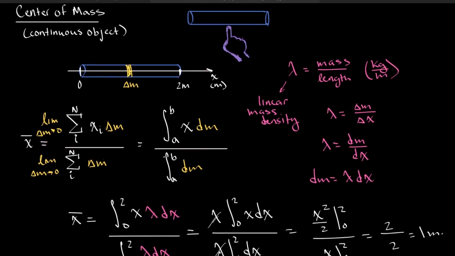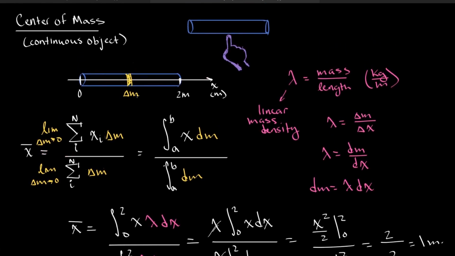And you could see this in real life too if you were to go grab something that had some uniform density to it and figure out where you need to put your finger in order to balance it on your finger. And in this case, we found that to be 1 meter, which is exactly what we expected. And in the next video, we're going to work with a non-constant density function.